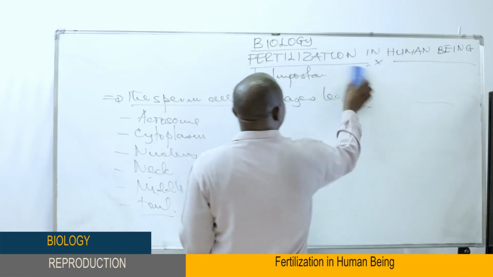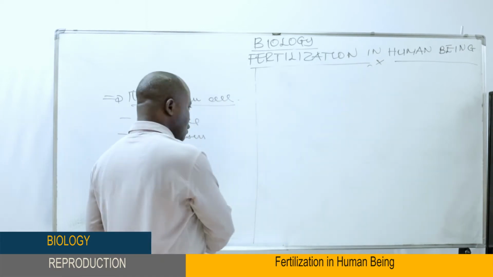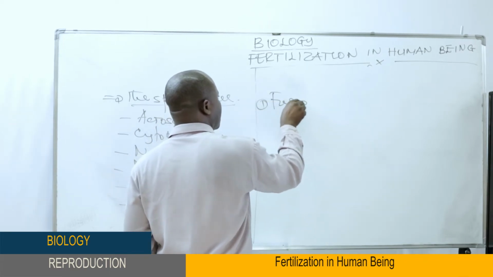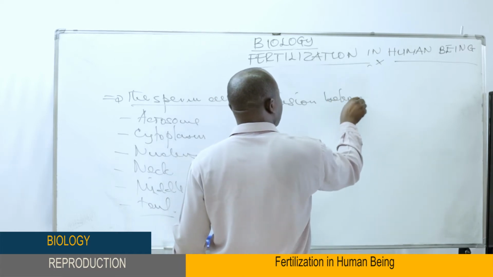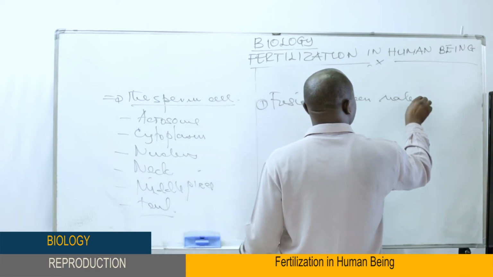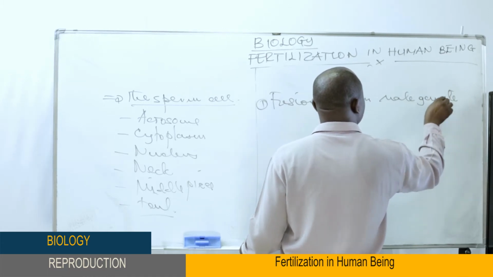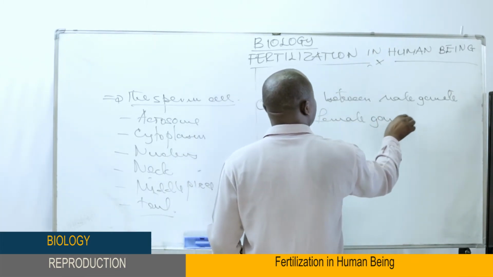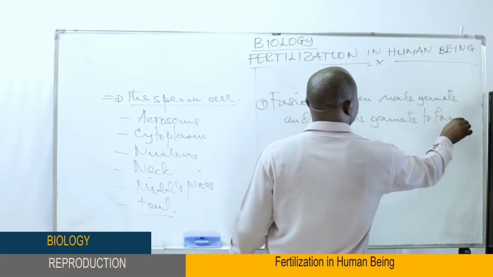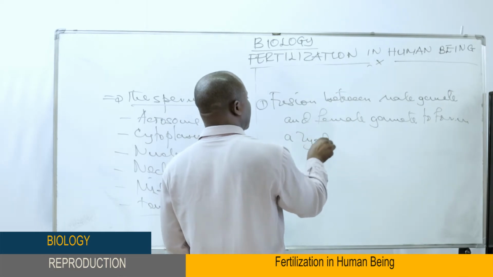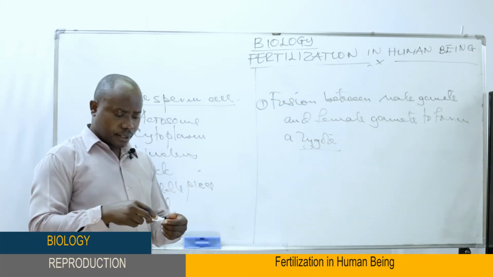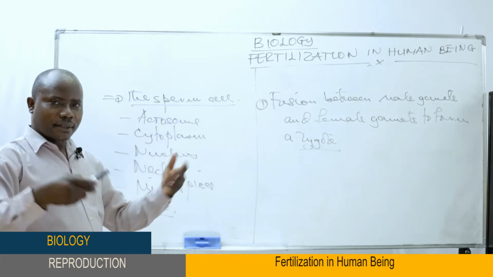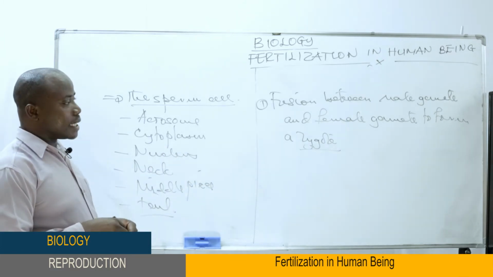To remind you, there are some importance of fertilization. Fertilization enables fusion between male gamete and female gamete to form a zygote. It is through this process where the zygote will be formed. And after the formation of the zygote, it will give rise to other important structures, such as embryo.